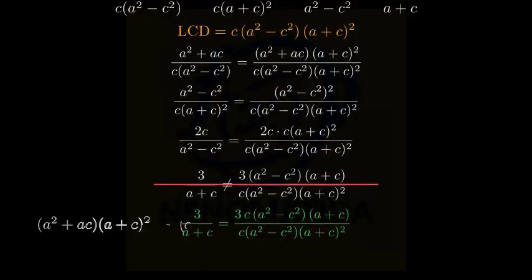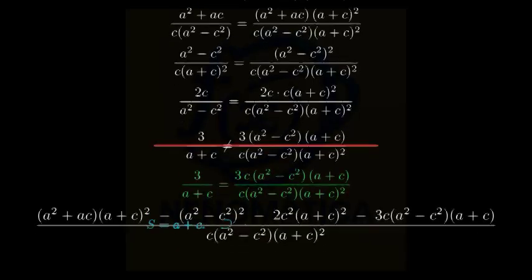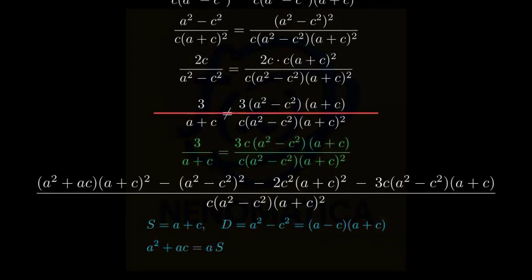To simplify the numerator cleanly, use a helpful substitution viewpoint. Let s equal a plus c, and d equal a squared minus c squared, which is (a minus c) times (a plus c). Notice that a squared plus ac equals a times s. Rewrite the whole numerator in terms of s and d.